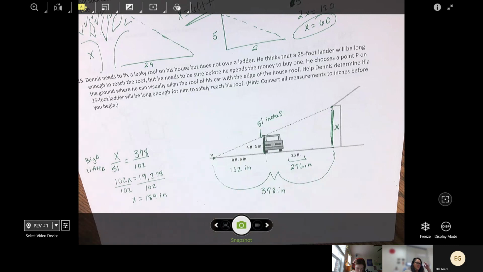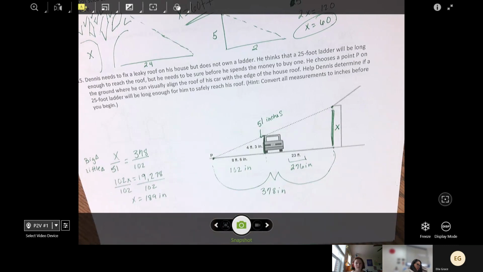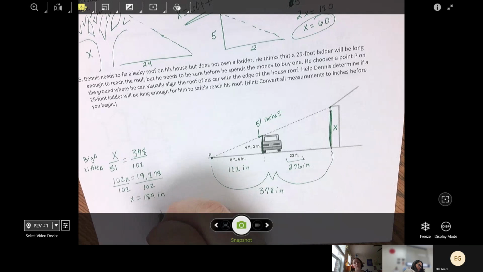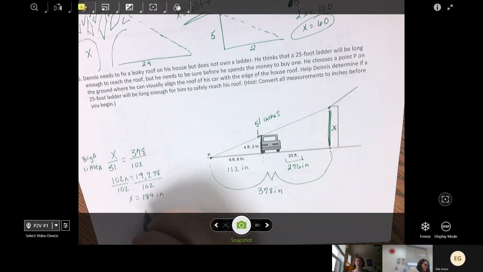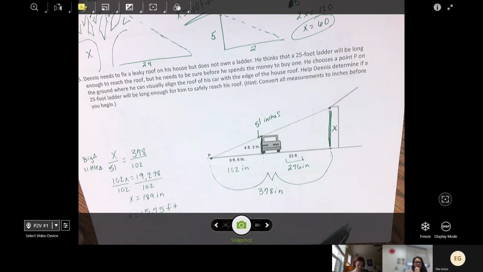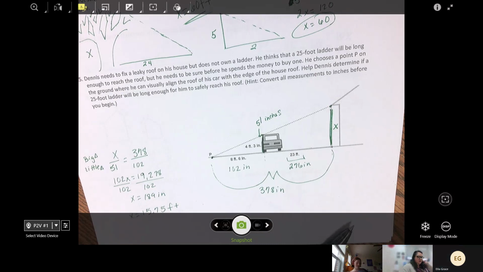And now you have to convert that back to feet. Okay, so divide by 12. Anyway, you get 15.75 feet. And you convert that back. Does that help? Yes. Did you have any other questions?